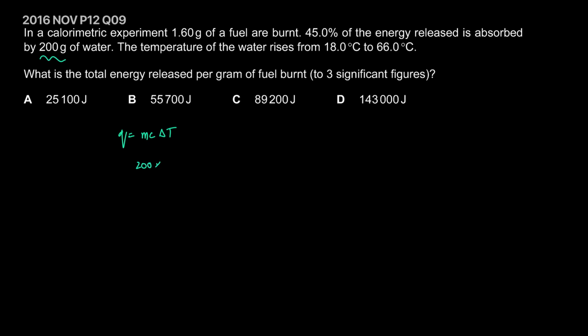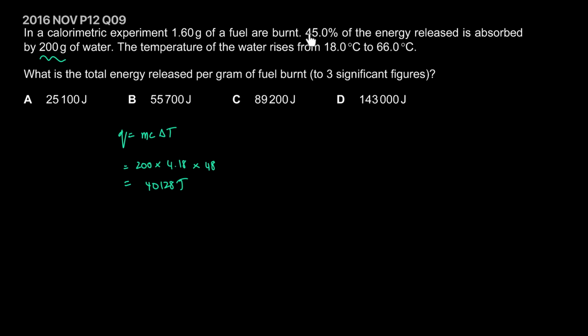So we have 200. The specific heat capacity of water is 4.18 joules per gram per Kelvin. And the change in temperature is, we go from 18 degrees Celsius to 66 degrees Celsius, so 66 minus 18, which is 48 degrees Celsius, or 48 Kelvin. So we get the heat energy that was absorbed by the water as 40,128 joules.